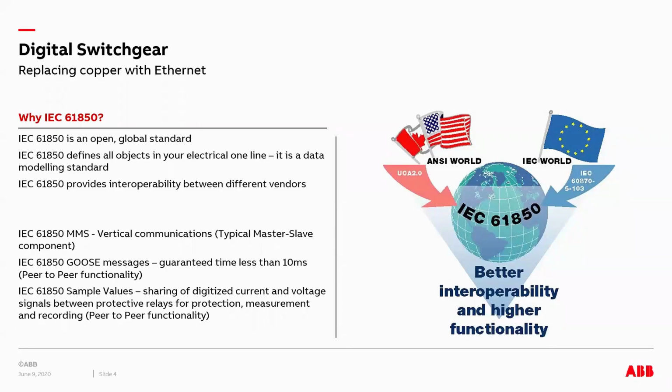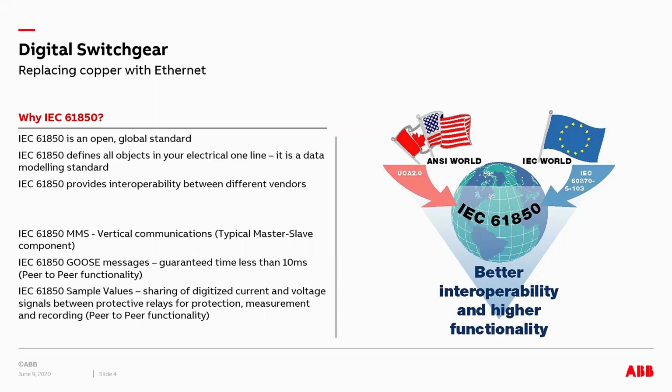The name says IEC, but if you look at the genesis of the standard, it comes from both the ANSI and IEC worlds together. The ANSI world had a standard called UCA, and IEC had a similar standard, and at some point both standards groups started working together and formulated the standard called IEC 61850. IEC 61850 defines all objects in your electrical one line. So it's a data modeling standard for power system application, and it also provides interoperability between different vendors.